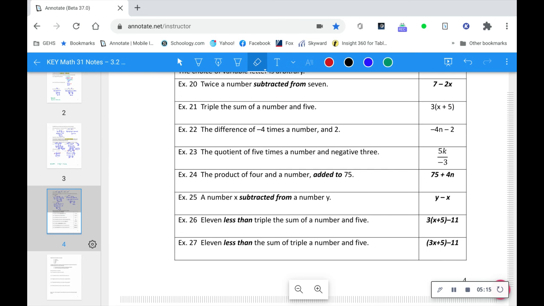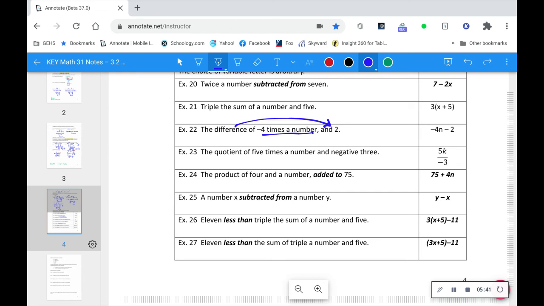Okay, the next one here is the difference of negative 4 times a number and 2. With difference and sum, you're looking for the and. So we're going to put the difference or the minus sign right in front of the 2. You can see it down there. And negative 4 times the number is the lead part, and 2 is behind the minus sign.